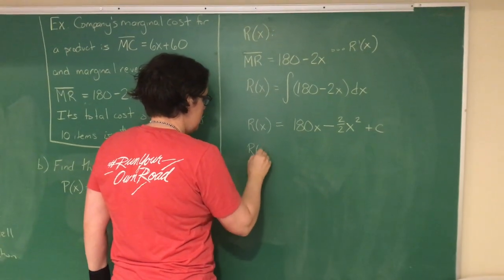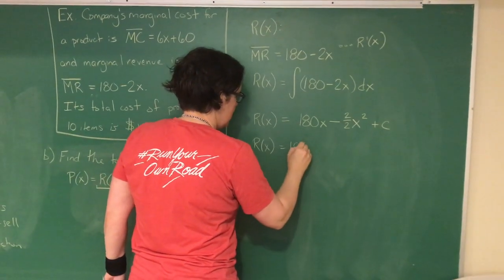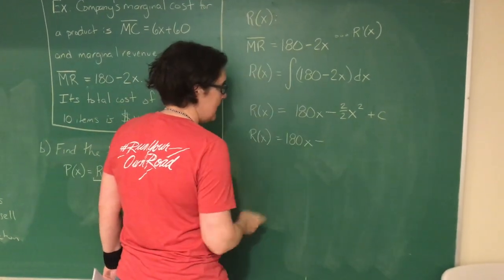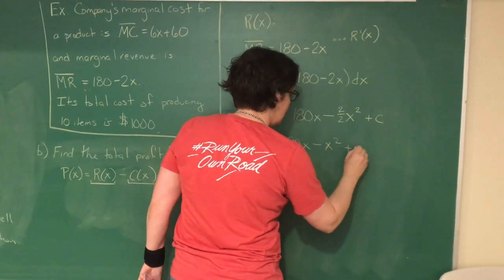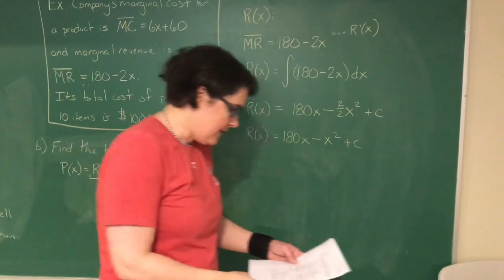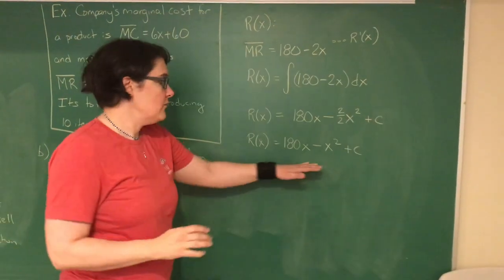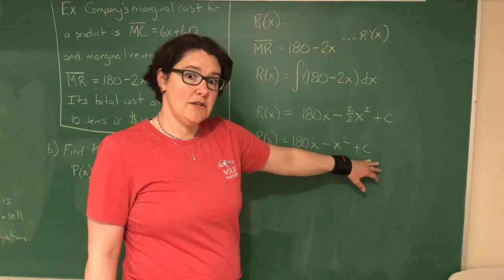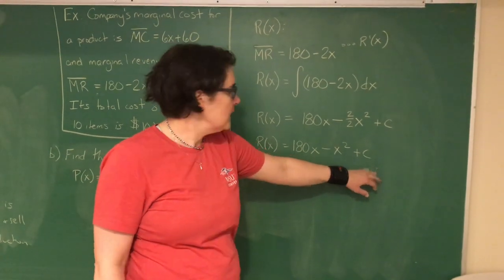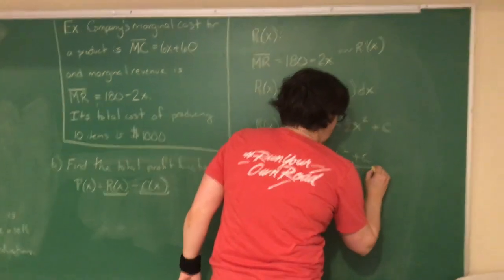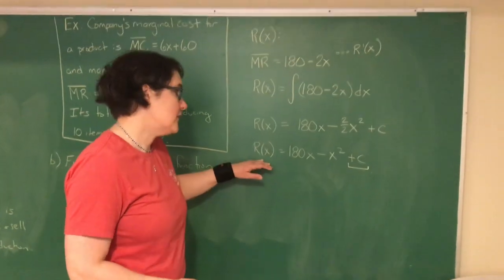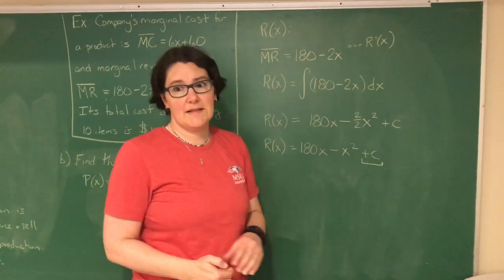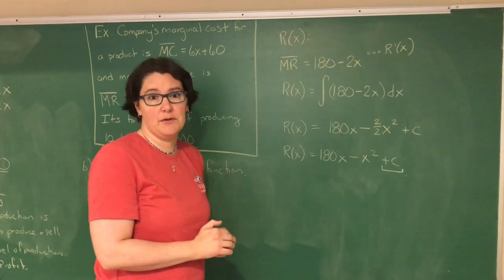Okay, so we have revenue is equal to 180x. 2 divided by 2 is 1. So we have 180x minus x squared plus C. Now the thing is that if we really want to come up with this revenue function, we need to figure out what the correct value of C should be for this particular example. This C at the end represents that the revenue function had some constant at the end, but we don't know what that is. So we need to figure out what that C value is for this particular revenue function.